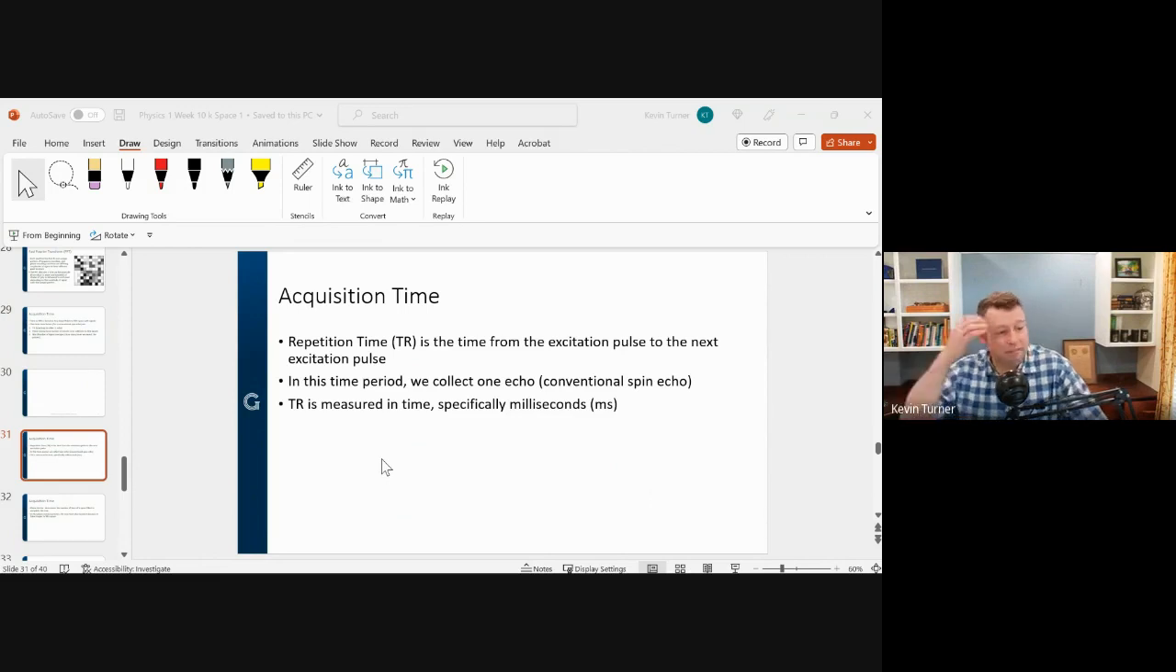So repetition time is the time from excitation pulse to the next excitation pulse. In this time period, we collect one echo. It's a conventional spin echo. Right? It is measured in time, specifically milliseconds.